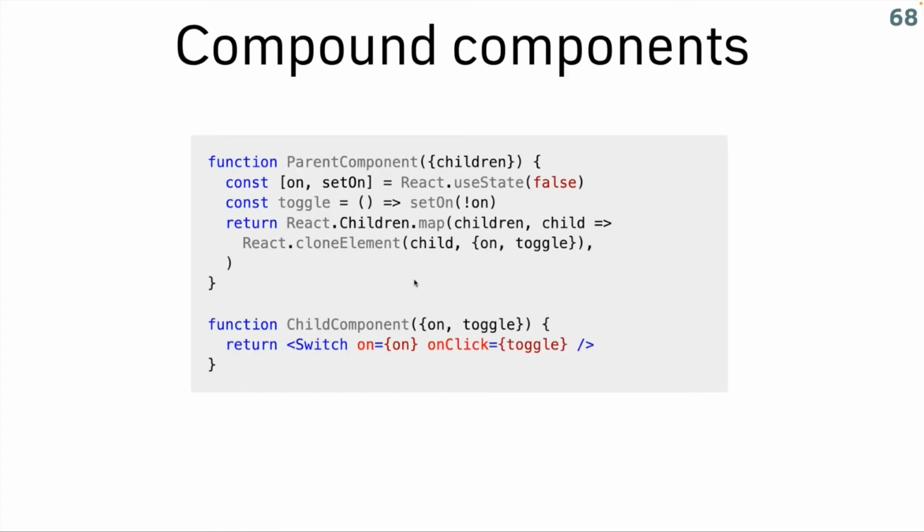Then another one is compound components, which are basically children with shared state that you put together, like for example these menus where you have list items and dividers, and if one of them changes, the other one should know it and so on. What you can do here is work with React.Children to automatically clone those on all your child elements without having to add the on and toggle properties to every single tag. And then it's going to work out.